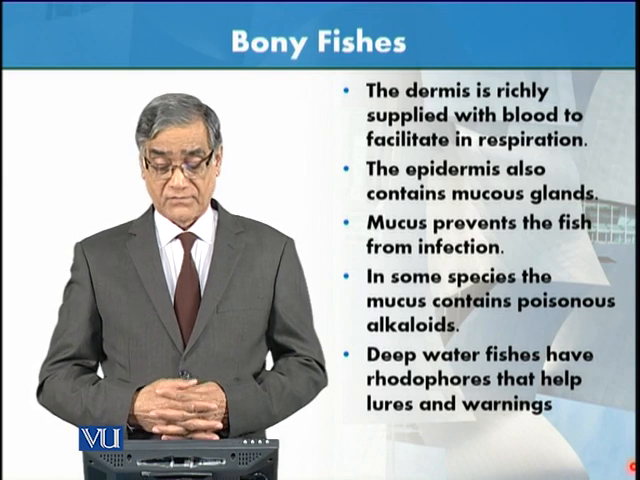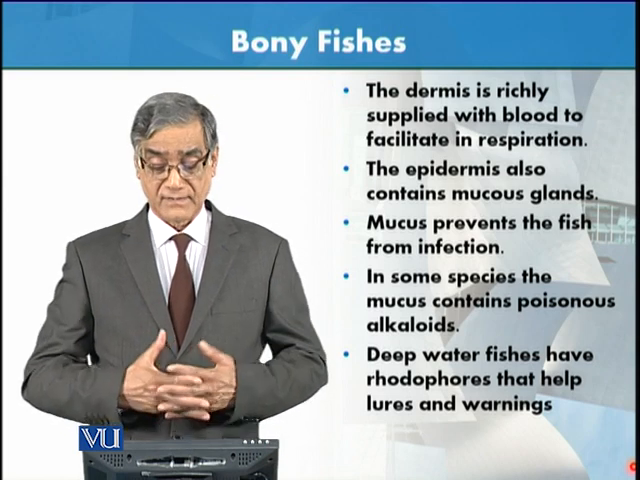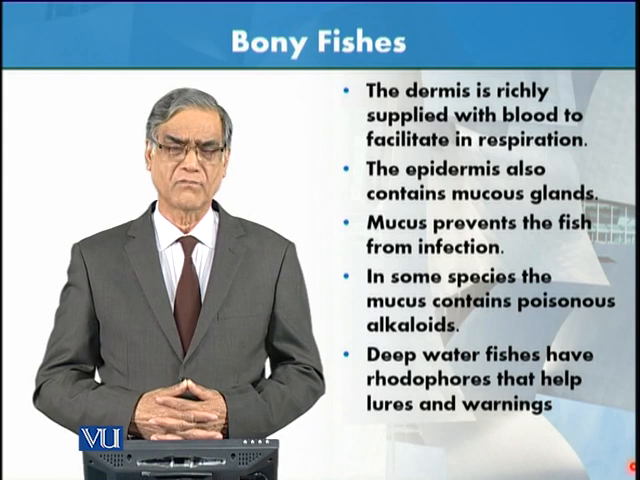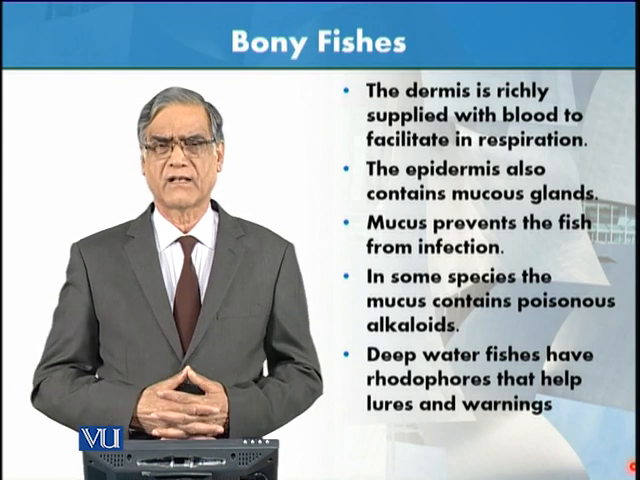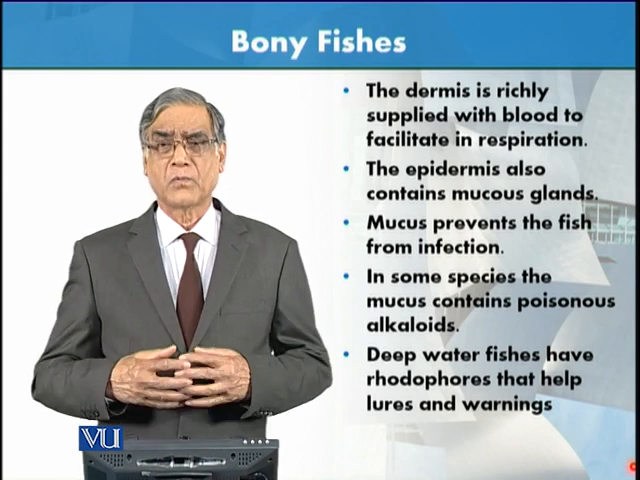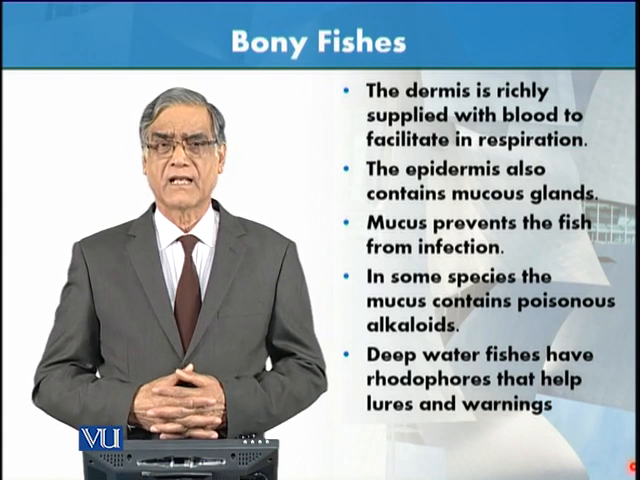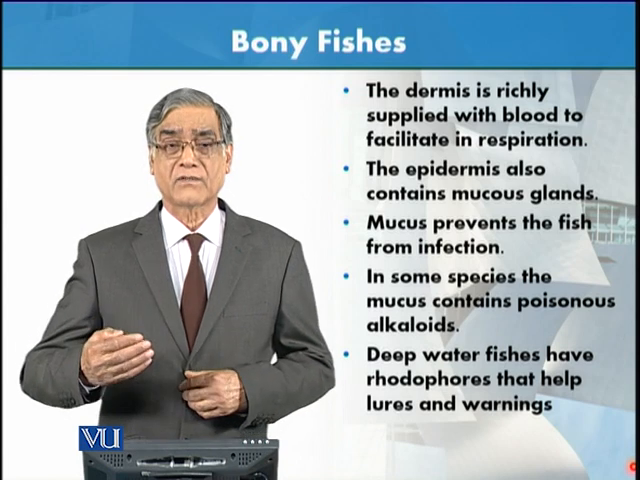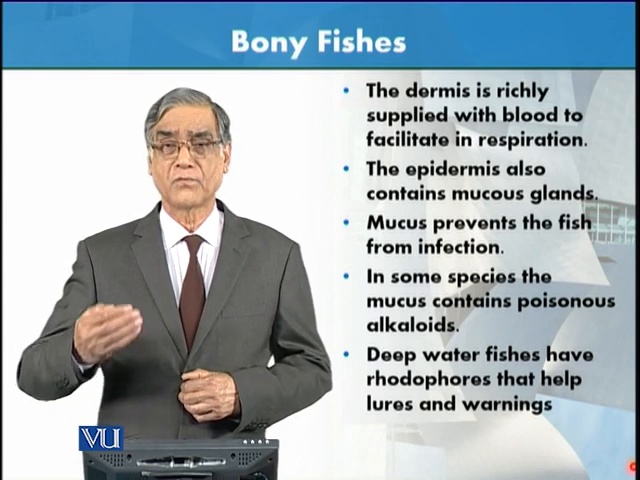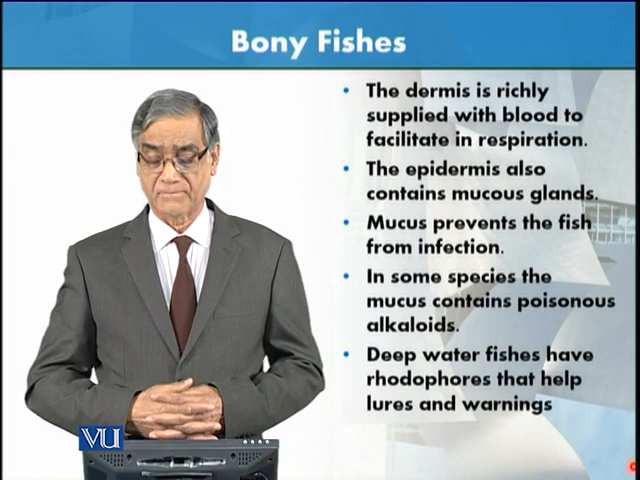Iske alawa kuch species aise bhi hain jo ki poisonous alkaloids bhi produce karte hain, wo bhi chand cells hote hain uske skin ke andar jo ki poisonous substance produce karte hain, aur ye poisonous substance ka maqsad bhi yahi hai taaki wo predator ke taur pe istemal na ho, wo food ke taur pe istemal na ki jaye.